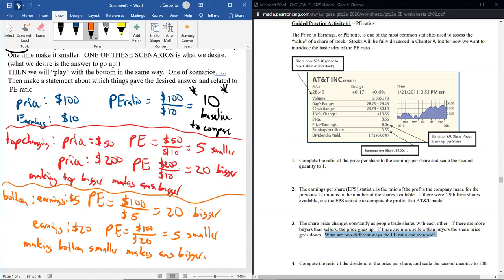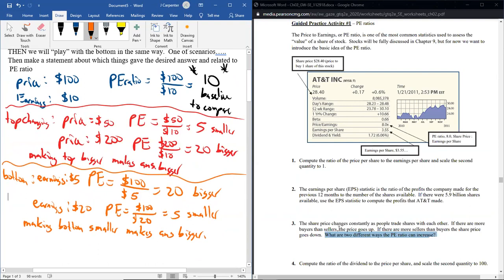This is an extremely basic idea of mathematics. When you have a division, if you make the top bigger, the answer's bigger. If you make the bottom smaller, the answer's bigger. So the top can increase or the bottom can decrease. And it's those two factoids right there that have everything to do with direct and inverse proportionality. Some people think we're done. We're not done. We have not actually answered the question, what are two different ways the PE ratio can increase?